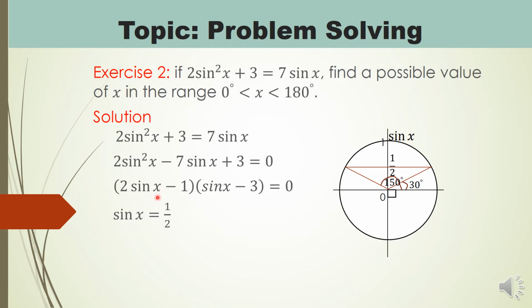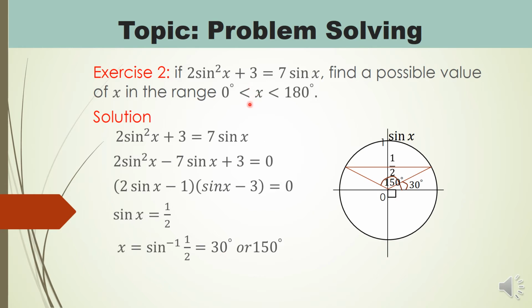So when that factor equals 0, the value of sine x will be equal to 1 over 2. From 0 to this point is 1 over 2. If you look at the angle, you can find it by using x equals sine inverse of 1 over 2. Then the angle will equal 30 degrees.